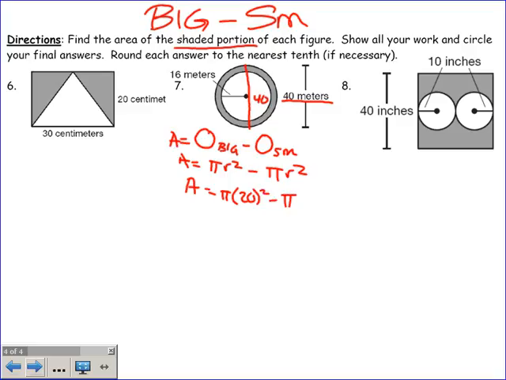Now what's the radius of the small circle? 16. Yeah, it tells us 16 right there. Luckily for us, we know what our perfect squares are. This would be 400 pi minus 256 pi. So that leaves us with 144 pi.